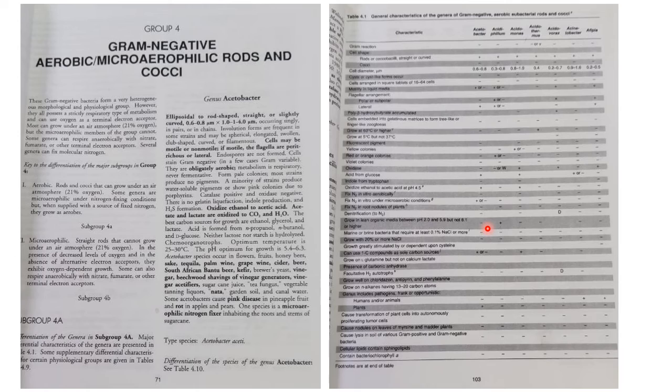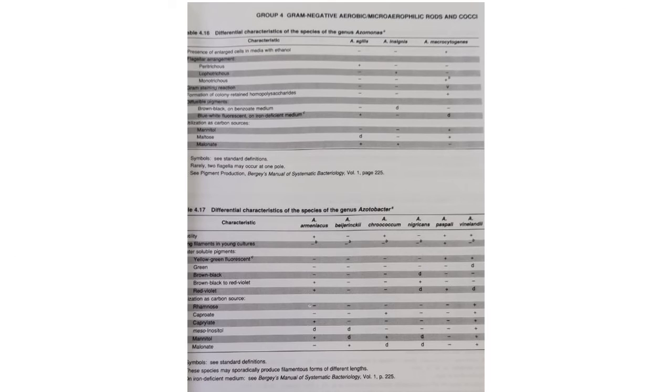So my culture belongs to genus Acetobacter, not Acinetobacter. So my culture belongs to genus Acetobacter. You can read this description to confirm your results. And further, if you want to identify the species of genus Acetobacter, then you can see tables like this given in Bergey's Manual of Determinative Bacteriology for further identification of these species.